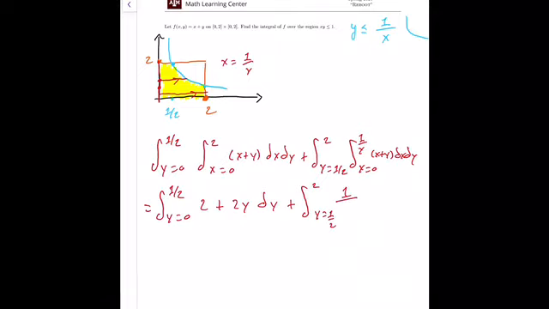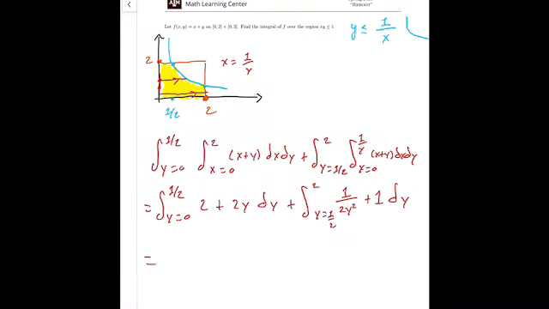The antiderivative, again, of x is x squared over 2. So this part is 1 over 2y squared. And now we're integrating the constant function y, from x equals 0 to x equals 1 over y. So that's 1. This, as you can verify on your own, is equal to 3.5.